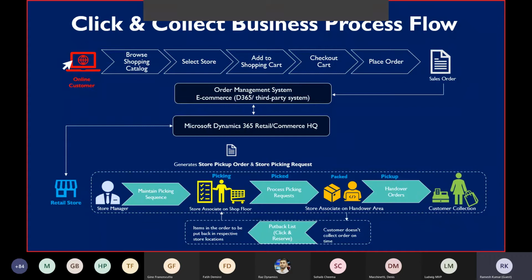So in some scenarios, the customer does not collect the order on time. At that time, it has to be put back to the list based on the business policies. We will send reminders to the customer that the order is ready within X days. If it is not collected, the order will be cancelled and we will refund the cash back. And we will do the put back list and the items will be put back to the respective store location. So this has to be configured.